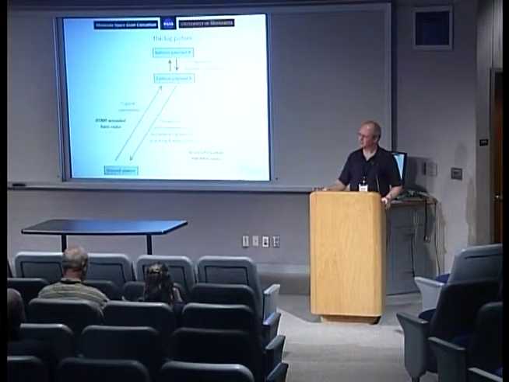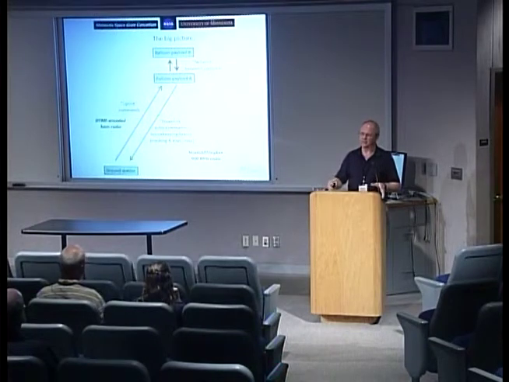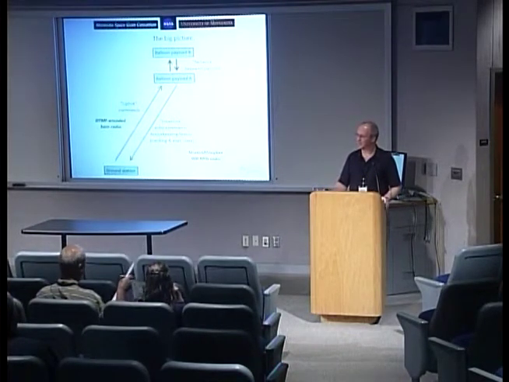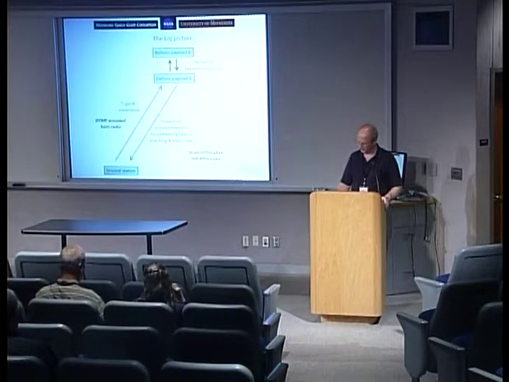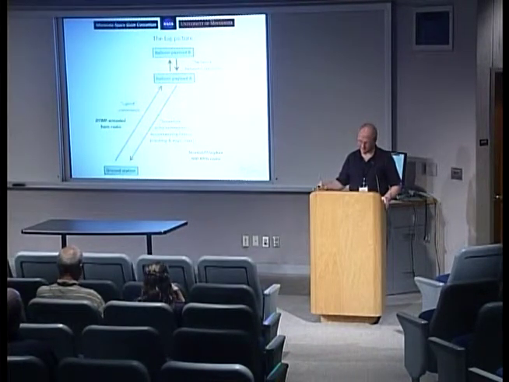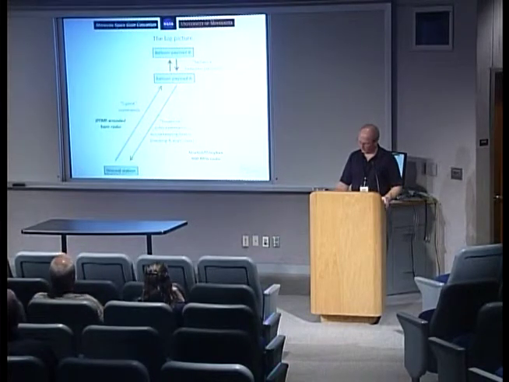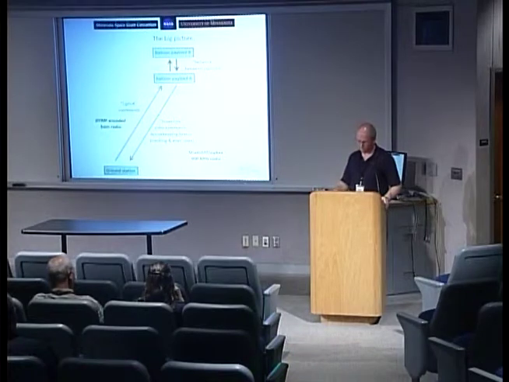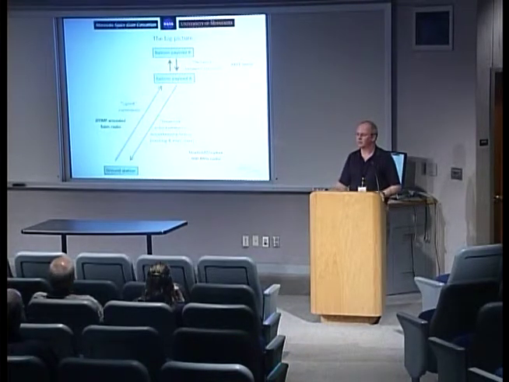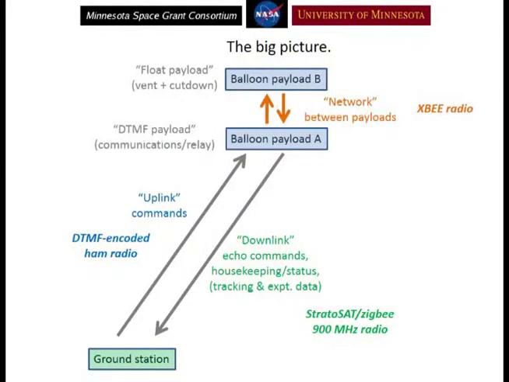Downlink: the system that we used for DTMF uplink, in fact, wasn't capable of doing downlink. So we just used our Stratosat Zigbee connection for doing downlink. That was really overkill, and I'm hoping to actually make that more appropriate in the future, but that's what we've used for the moment. And then our network. We'll do some networking between payloads by XBee radio. So the idea here is that we'll have a communications pod on board. We'll talk to that one pod, and then that pod, as necessary, can talk to other things that are also on board. And so we can actually get uplink commands spread around to more than one of the flight vehicles.